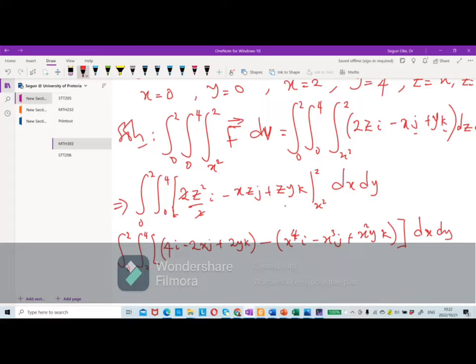Do I want to solve for y or do I want to solve for z? It depends on me. I can integrate directly like this. Which one do you prefer to solve first? Let's do the y. Let it be y. Okay.